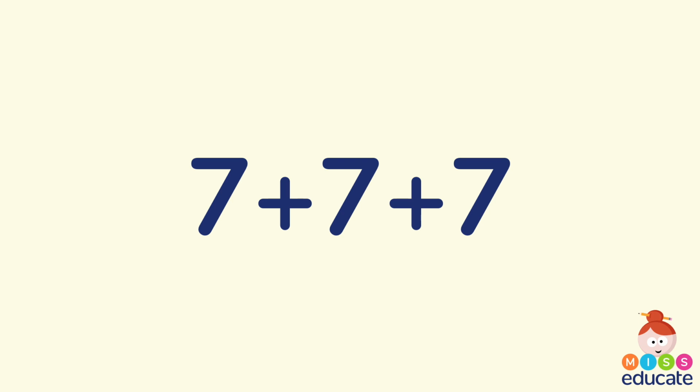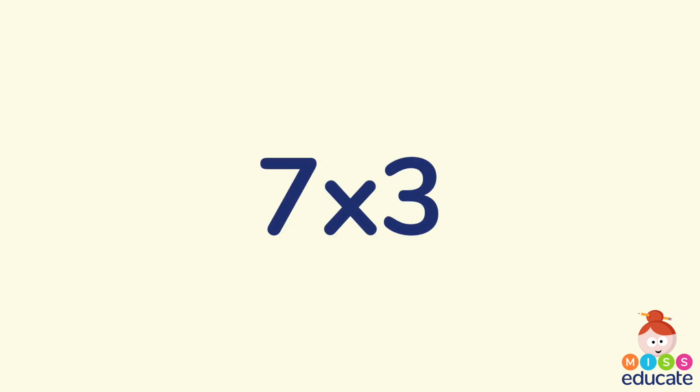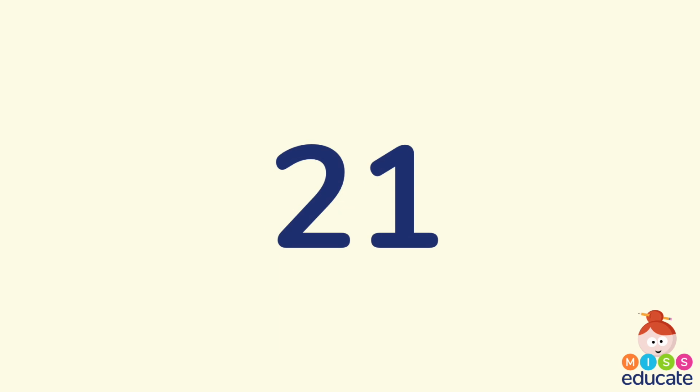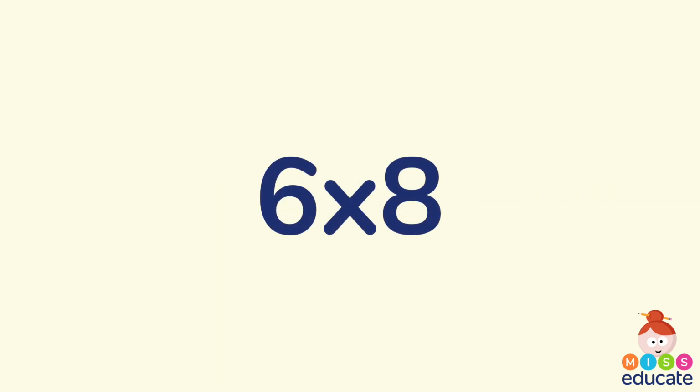Well done. Let's now think about the answer to that. What is 7 add 7 add 7? You're right, it's 21. So 3 times 7 is 21. And 7 times 3, well, that's also 21. That is called commutative law. When you have a times table which can be switched around and you're going to come out with the same answer.